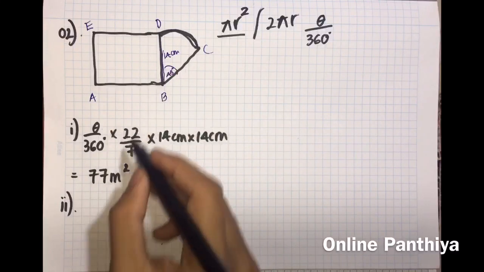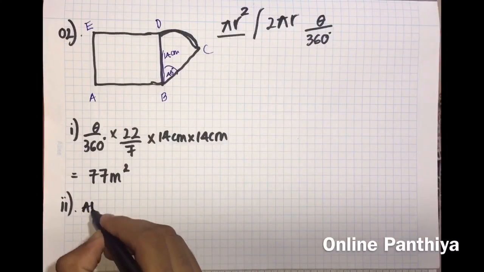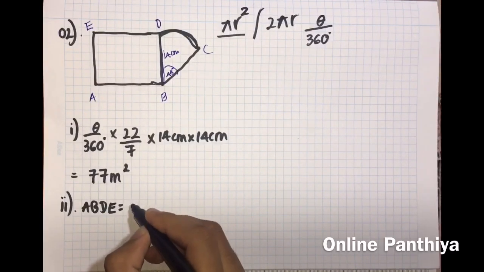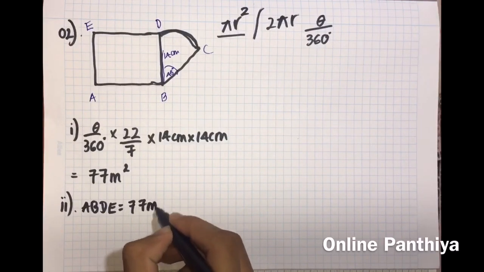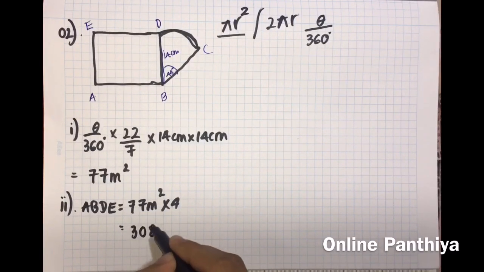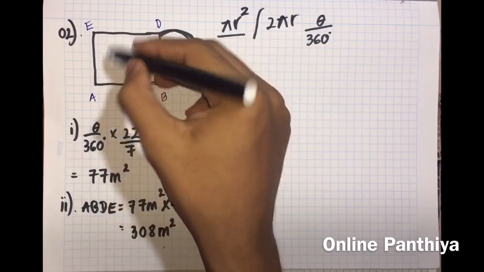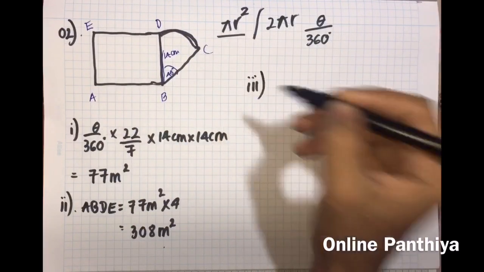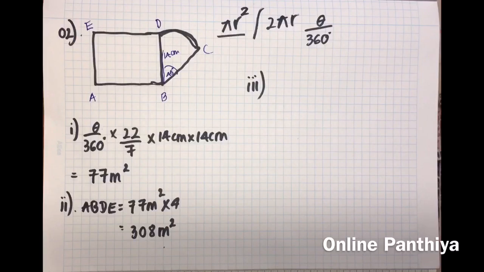Therefore this is 77. Therefore area of ABDE is equal to, how do we find out? 77 meters squared into 4. Yes, they said 4, right? Area of the 4 times. Therefore 77 into 4 will give you 308 meters squared. Okay, so both the areas you know. So let us move on to the third part.